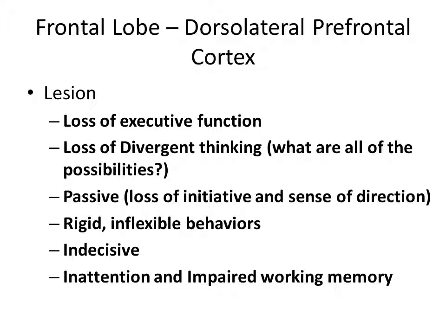So what happens if we have injuries to these areas? If we're talking about the dorsolateral prefrontal cortex, that area that's really important in executive function, we're going to have impairments in executive function, and we're going to have loss of divergent thinking. The person tends to show a more passive type of behavior because they don't know what to do. They can't imagine all the different possibilities of what they can do, and they have a hard time making a decision. Behaviors tend to be more rigid and inflexible, and they're very indecisive, and their working memory is impaired. So they might look up a phone number and then forget it before they can finish dialing.